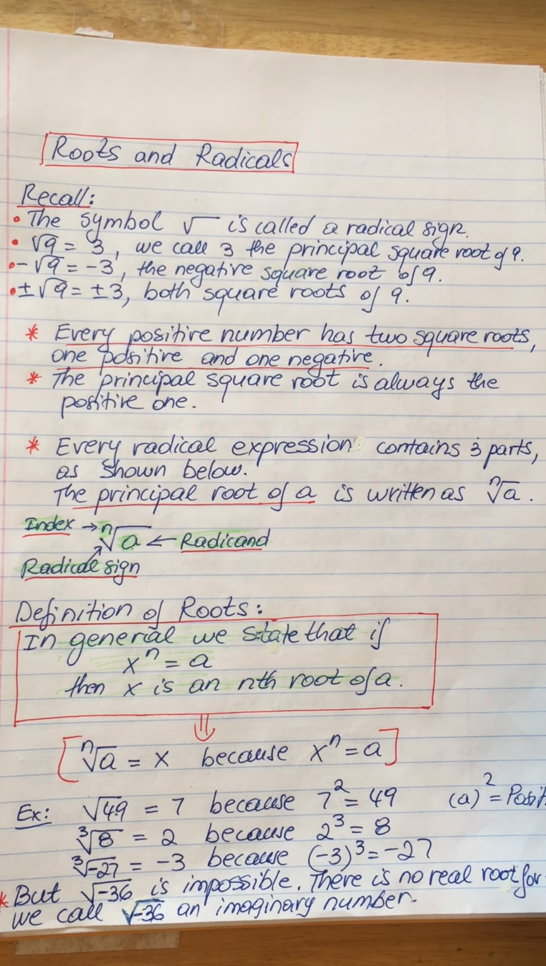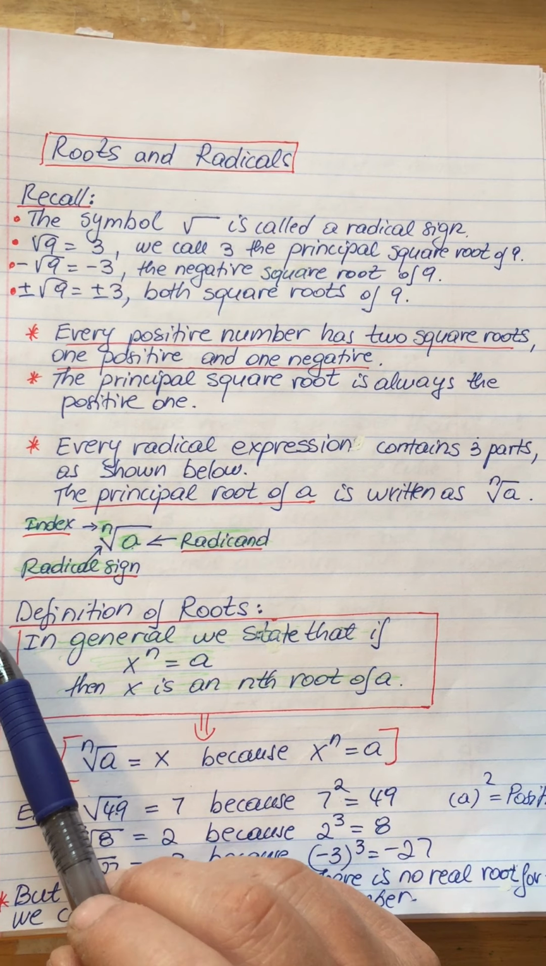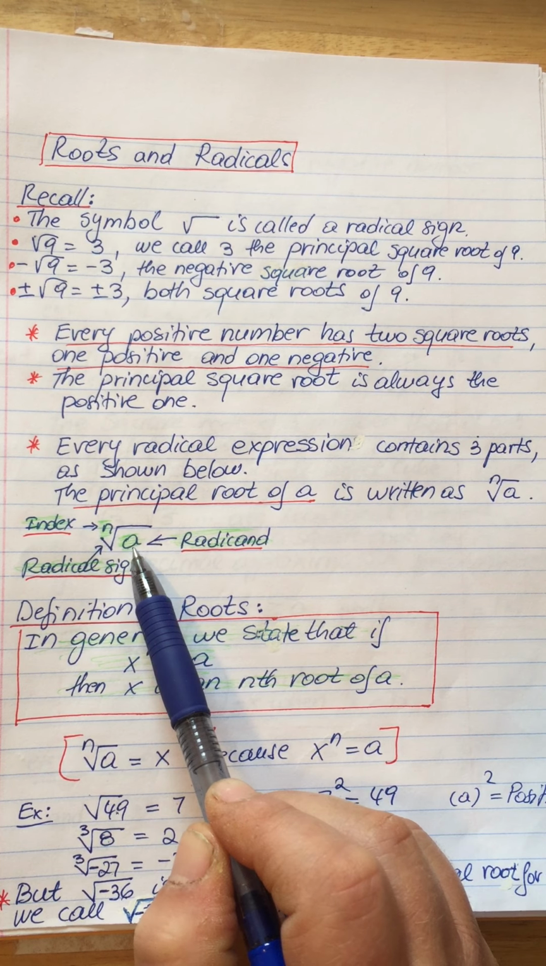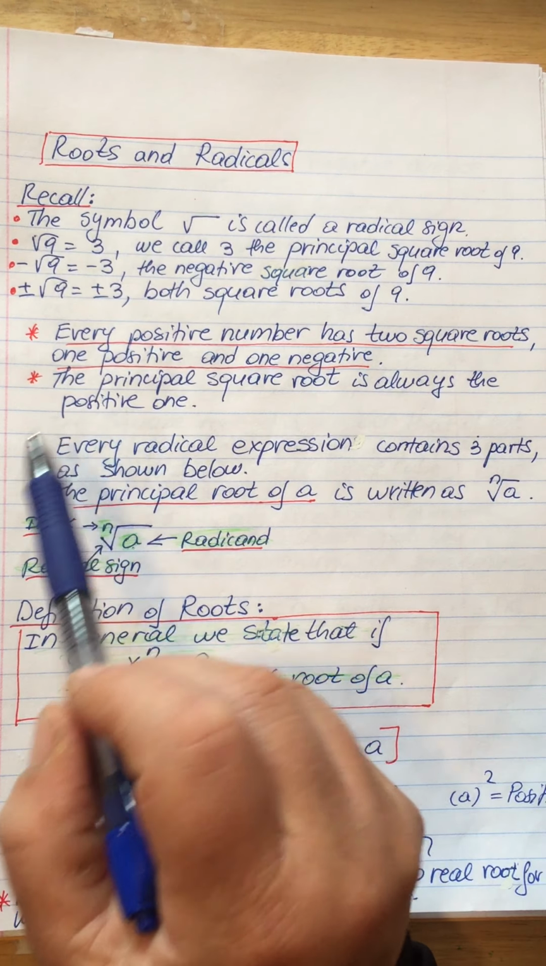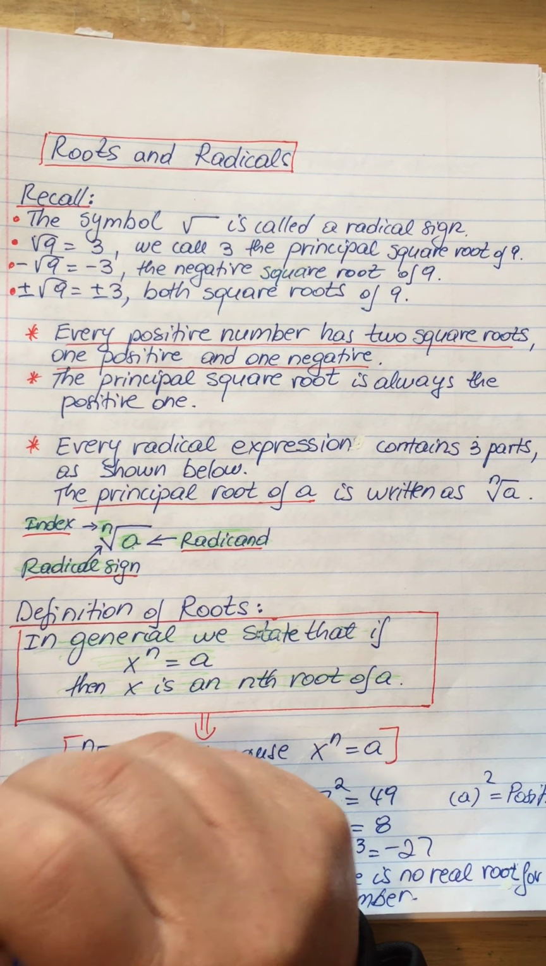Roots and radicals. Let's recall that every radical expression contains three parts: the radical sign, the index, and the radicand. Let's recall also that every positive number has two square roots, one positive and one negative. The principal square root is always the positive one.